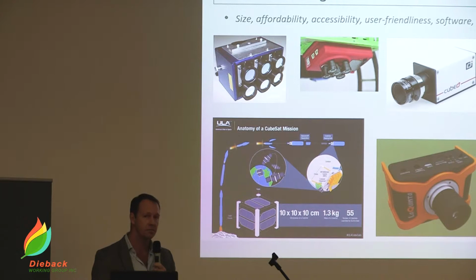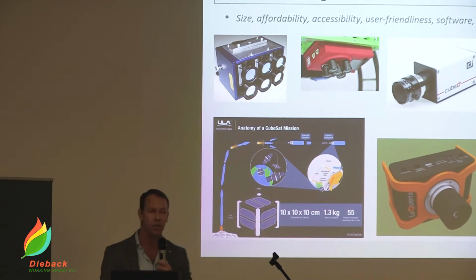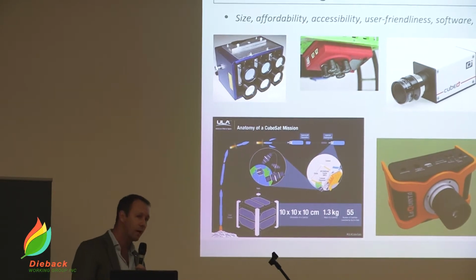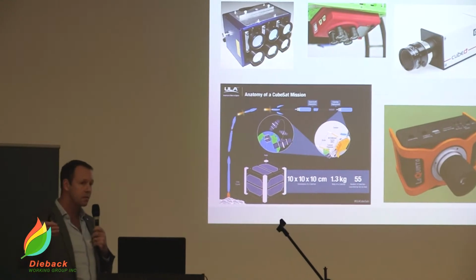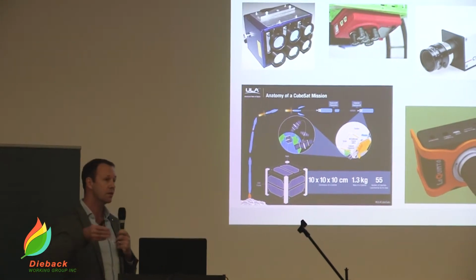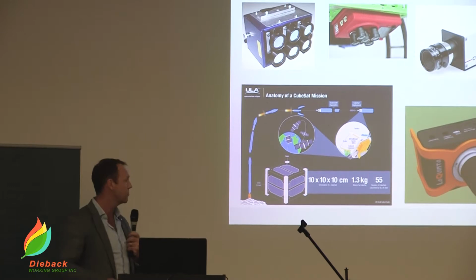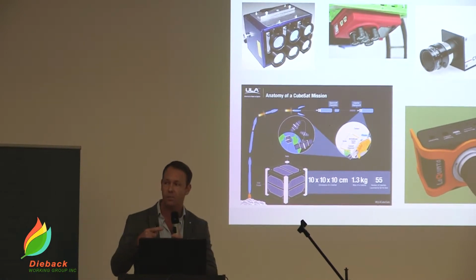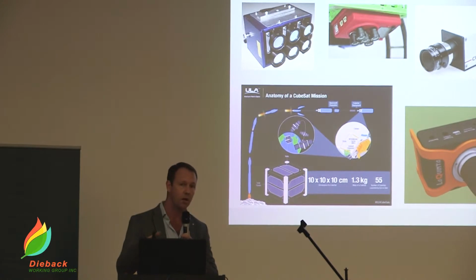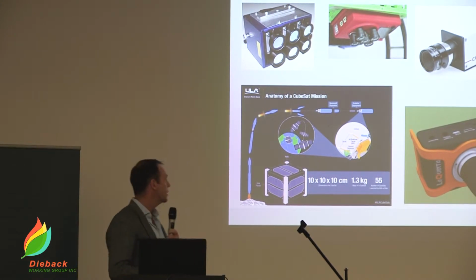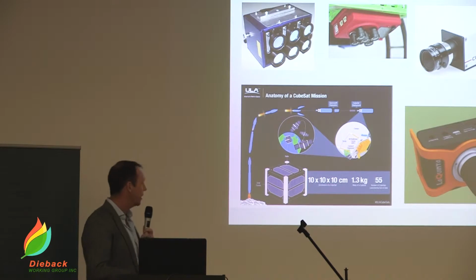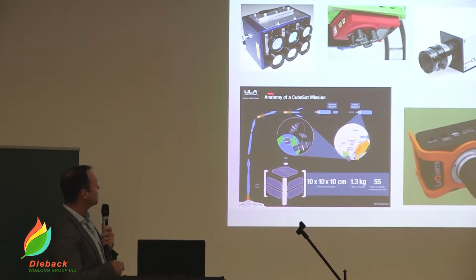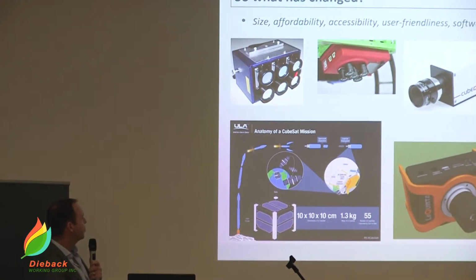What has changed? A fair bit has changed during that time. Very expensive cameras that were traditionally mounted in satellites and planes, for example, have now been condensed in size and they've come down in price, so they've become more accessible. So here are some examples. Some of the early multispectral cameras that were being made for drones.